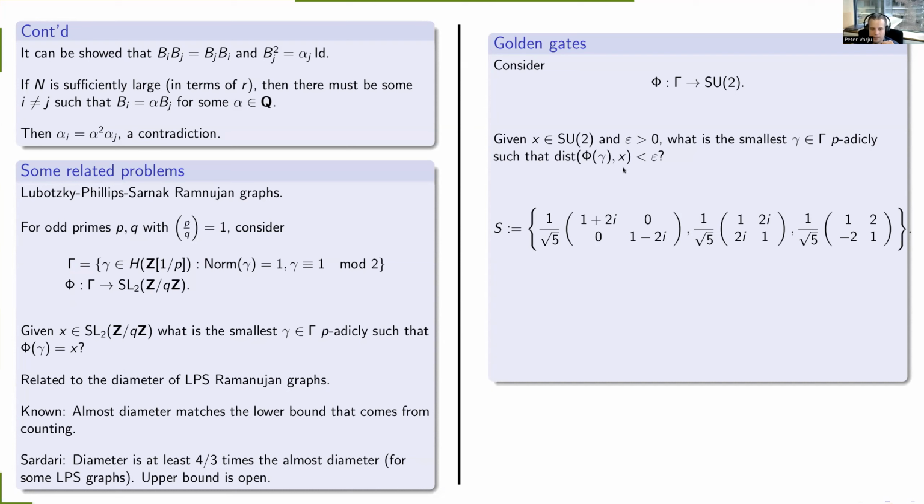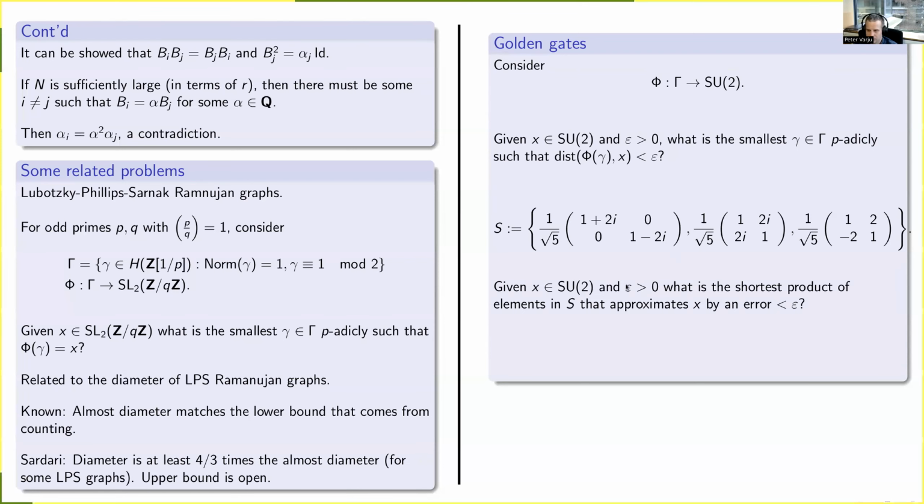And then here is just some example of these golden gates. This is what you get when you take p equals 5 in the Lubotzky-Phillips-Sarnak construction. You get these three unitary matrices, but you also need to take their inverses, and then there will be six. And so you can ask the question: what happens if you want to approximate an element in SU2 with a product of these, and if you allow an error of epsilon, then how many of these matrices do you need to multiply together to get a good approximation?